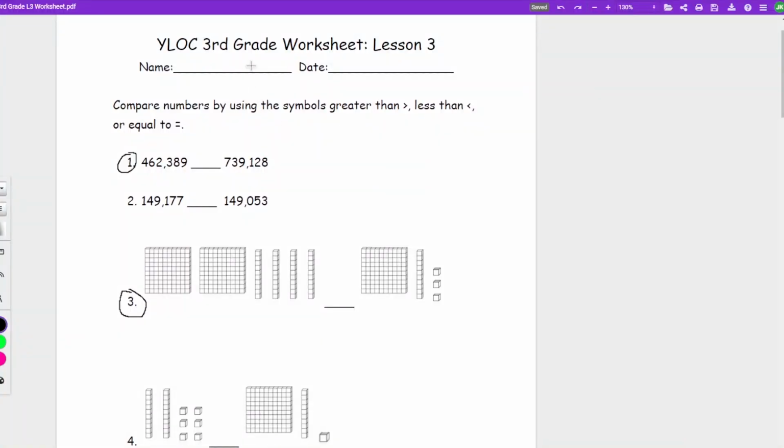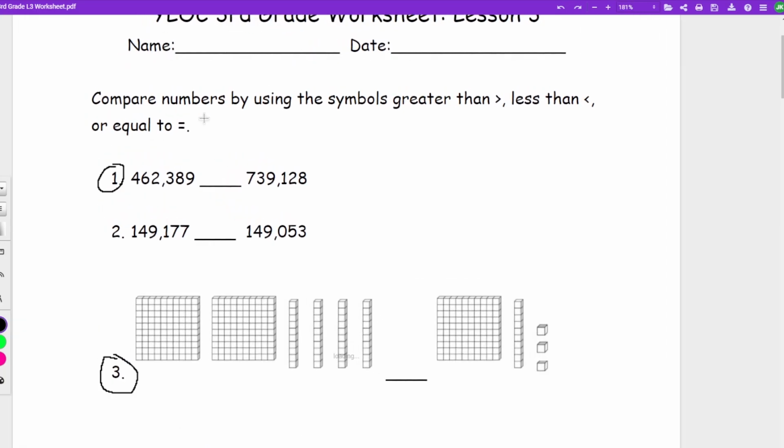This is Y-Log 3rd grade worksheet, and we're going to be doing lesson 3. And we're going to do the circled questions. So, number 1, compare numbers by using the symbols greater than, less than, or equal to.